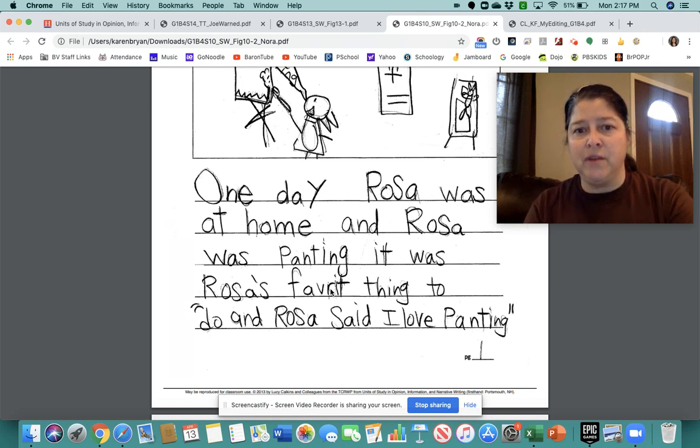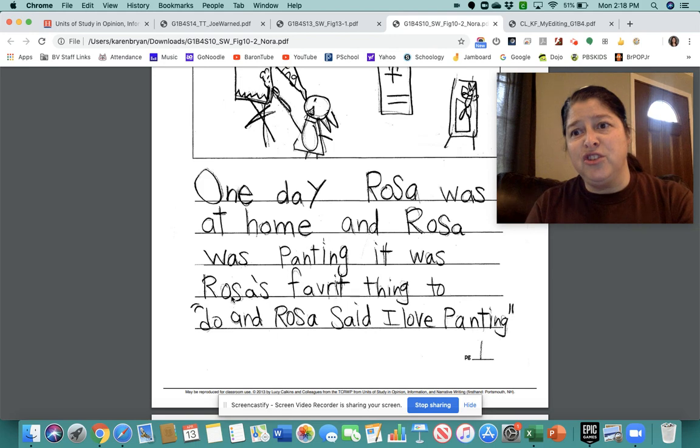It was Rosa's favorite thing to do. And Rosa said, do you see where she has her quotation marks? She has her quotation marks like Rosa said this whole thing. Do, and Rosa said, "I love painting." But her actual words were only, "I love painting." So we would need quotation marks here rather than at the beginning of the line.